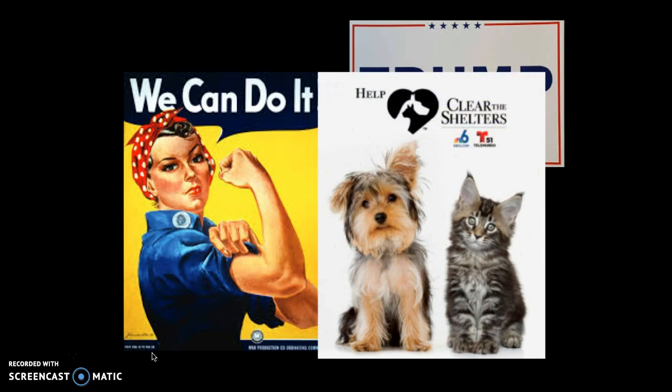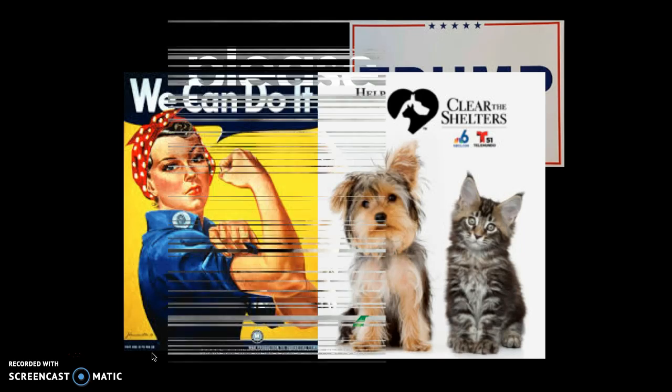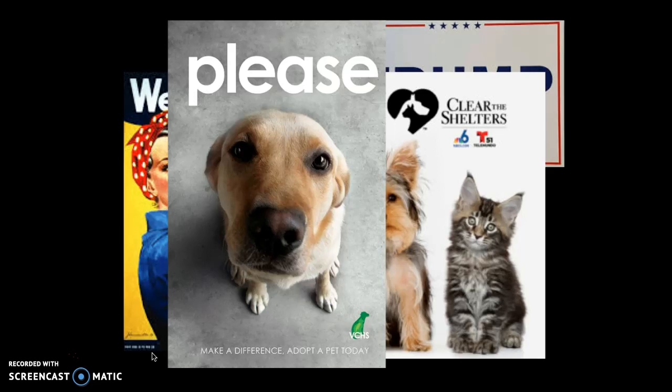For our animal shelter friends, your campaign can look like this. You can use words such as help, clear the shelters, or donate. Make sure to include pictures of the cute furry friends.